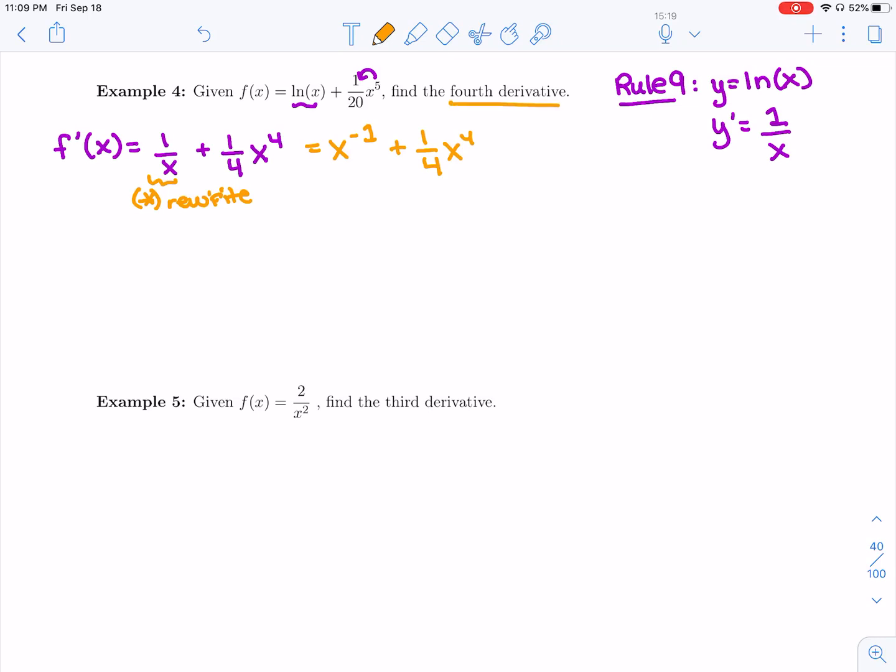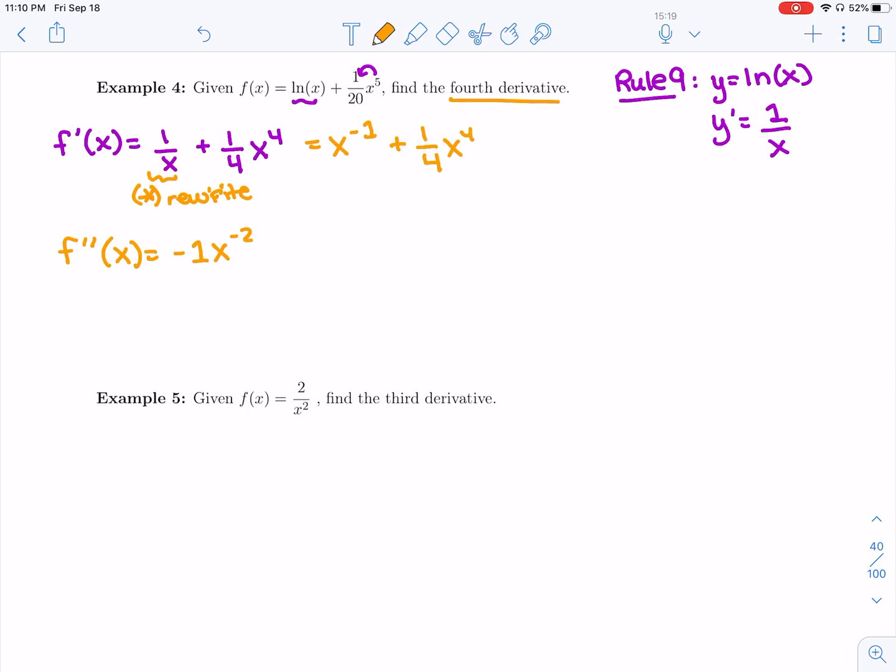I'm finding the fourth derivative, so I'm definitely not done yet. I'm ready for the second derivative though. I'm going to take the derivative of x to the negative 1, which is going to be negative 1 x to the negative 2 when I bring down the power and subtract 1 for the new power. I'm going to bring down this 4 as well. 4 times 1/4 is going to just be 1 x to the third. So hey, the derivatives are kind of getting nicer as we go. Sometimes that happens with higher order derivatives.